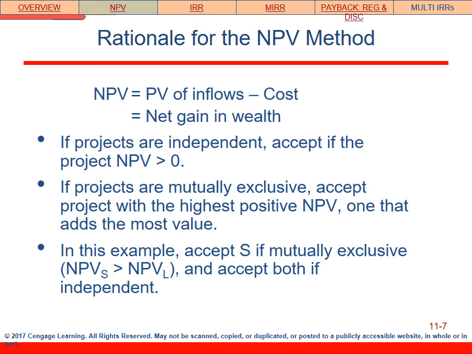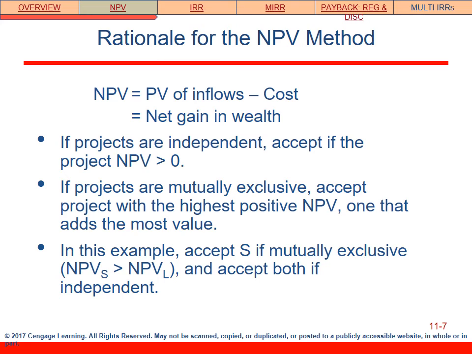So what's the rationale behind the net present value method? Well, we're going to be taking the present value of the cash inflows associated with a project and subtracting out its costs. That will give us a net gain in wealth. In other words, that will have an impact on the firm's value, and that's what we're looking for. We're trying to increase the value of the firm. We're trying to maximize shareholder wealth.